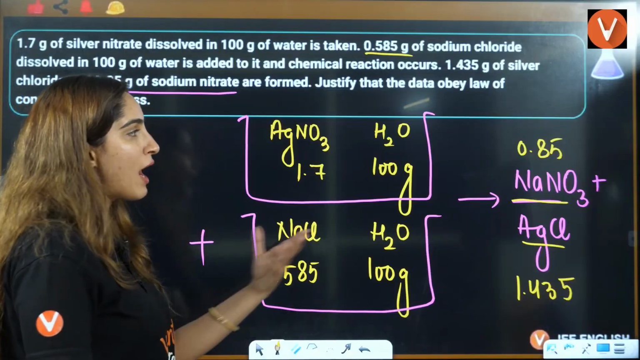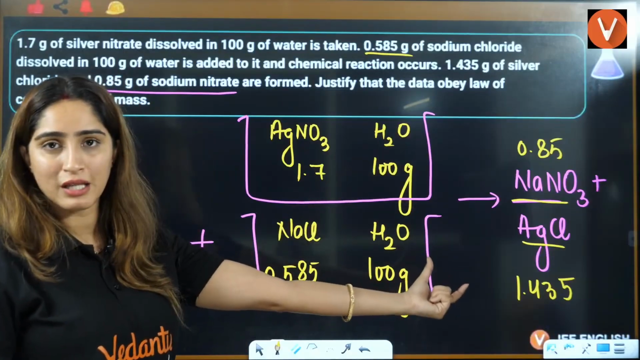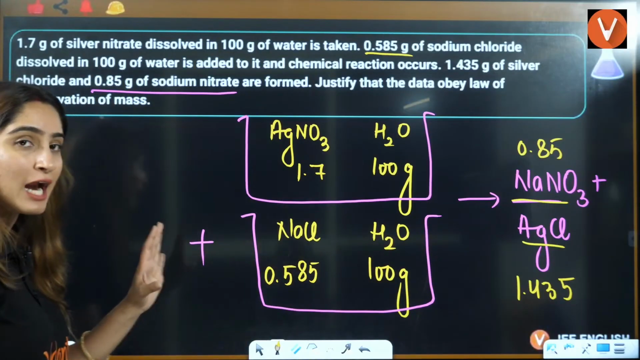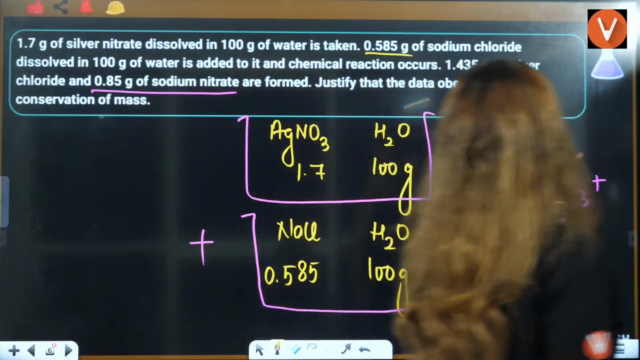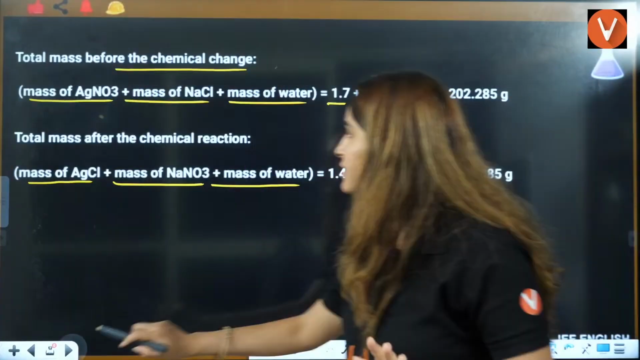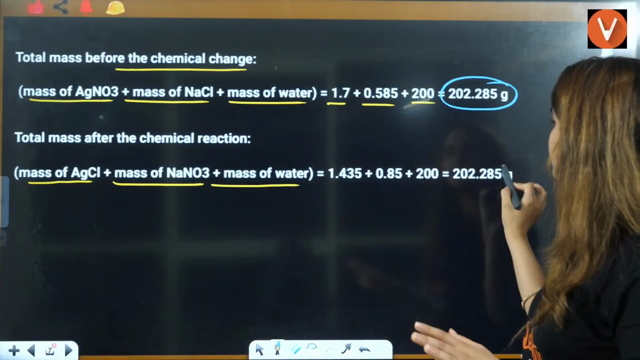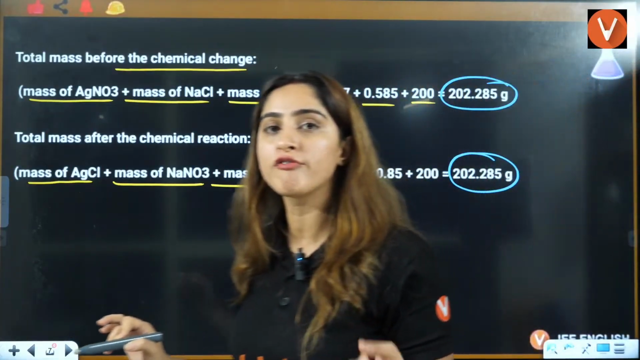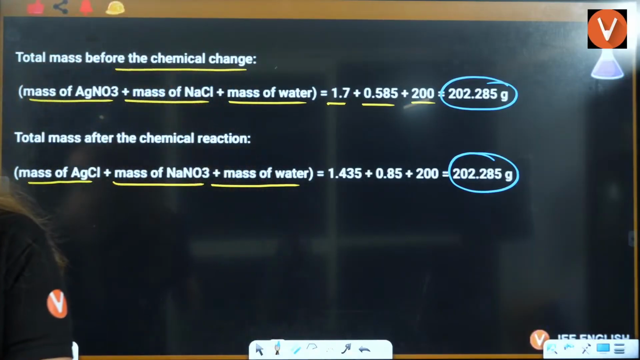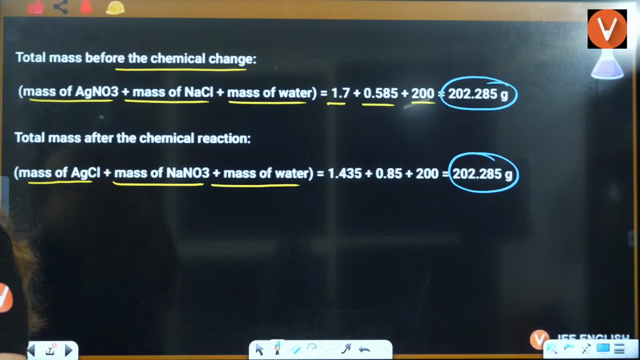So you have to add only 0.85 plus 1.435 plus 200 of water. The water that was there before will also be there after, and after adding up, the answer is going to be the same. That means the law of conservation of mass is applicable here, right?